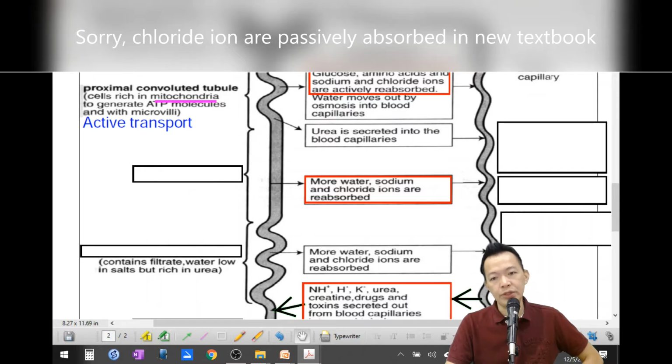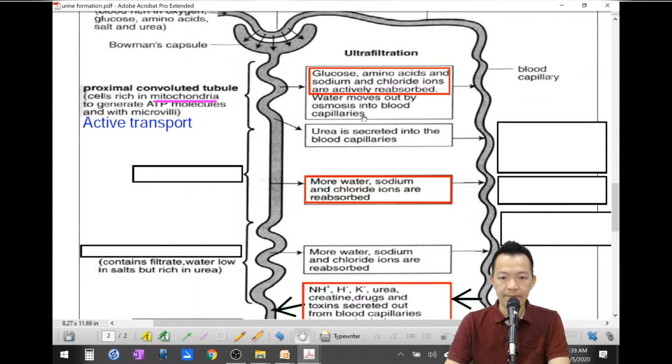So glucose, amino acid, sodium, chloride ion, they are actively reabsorbed, okay. Next. And at the same time, water moves up by osmosis into the blood capillary. So water will also be reabsorbed, by using the method called osmosis. But do you know?